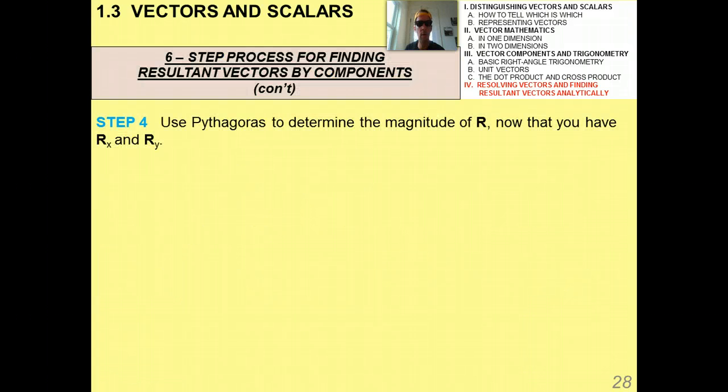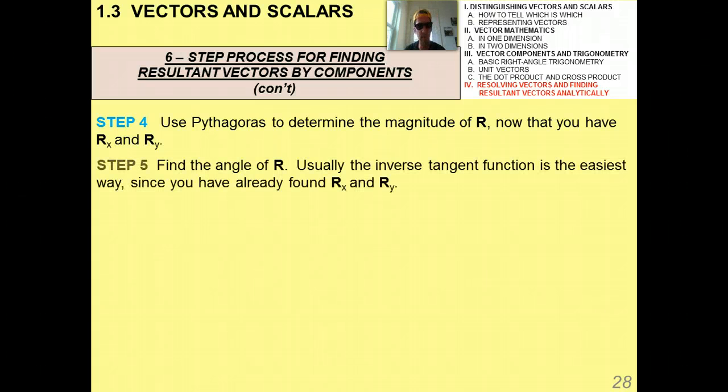Step 4, use Pythagoras to determine the magnitude of r. Now that you have rx and ry, we've done that before. These are things we've already done doing examples in this video. Find the angle of r. Usually the inverse tangent function is easiest since you've already found rx and ry.